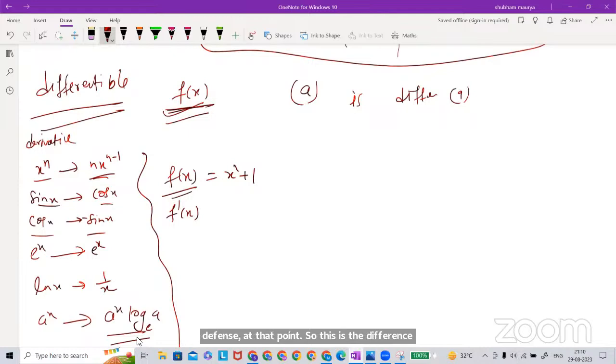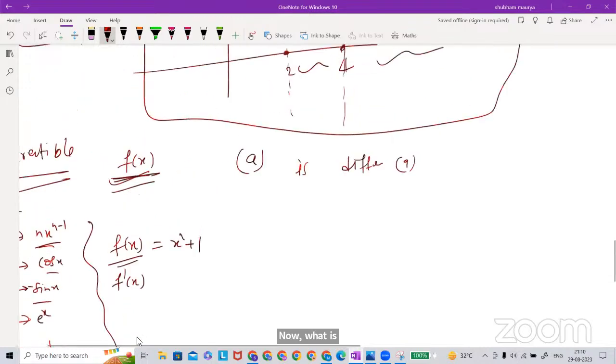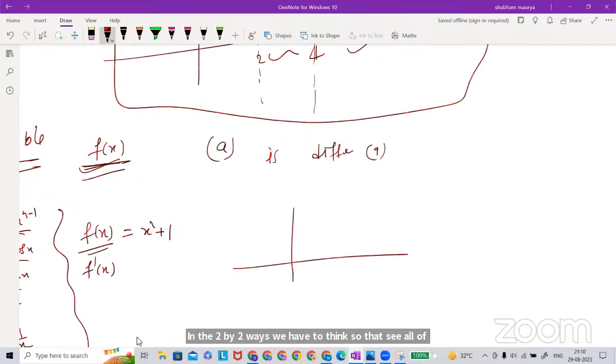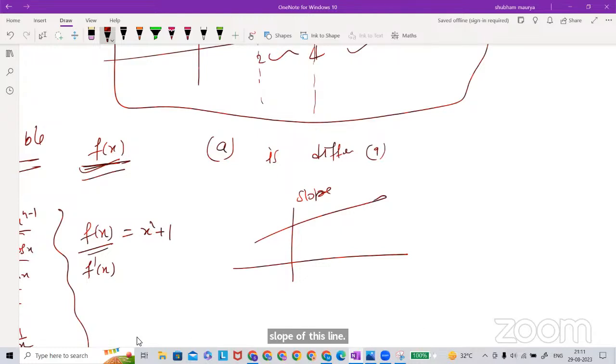Now, why do we need this? We have to think in two ways. All of you have gone through the coordinate system, where there is the slope of a line. This is a simple line, and you want to find the slope of this line. What will happen when, in place of this line, you have a curve?